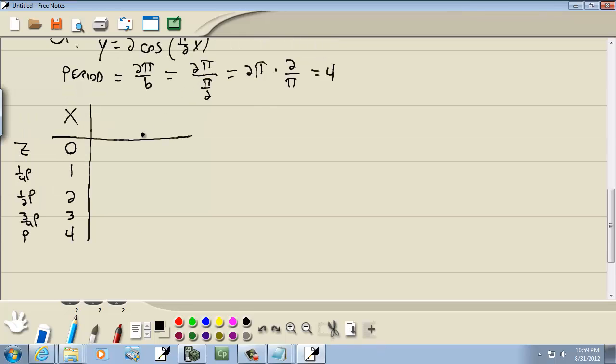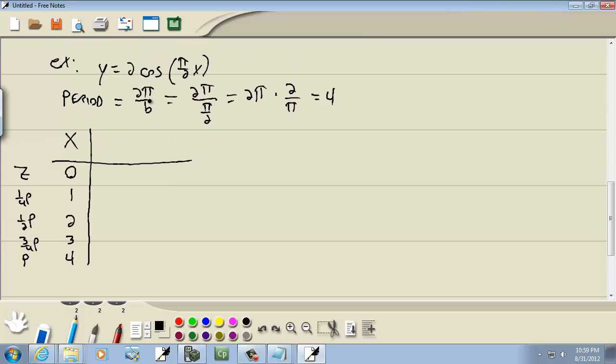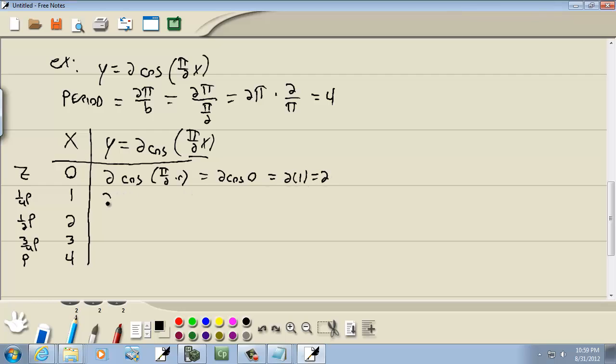Okay, so then I plug them in. Scroll up a little bit. There we go. So y is equal to 2 cosine of pi over 2x. So I got 2 cosine pi over 2 times 0, which gives us 2 cosine of 0, which is 2 times 1, which is 2. And we got 2 cosine of pi over 2 times 1, which gives us 2 cosine of pi over 2, which cosine of pi over 2 goes to 0.